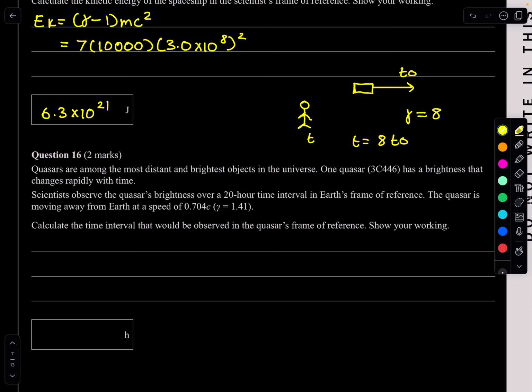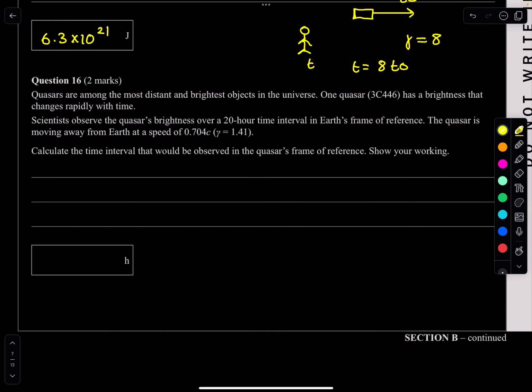Beautiful. Question 16. Quasars are among the most distant and brightest objects in the universe. One has a brightness that changes rapidly with time. Scientists observed the quasar's brightness over a 20-hour time interval in the Earth's frame of reference. The quasar is moving away from the Earth at this speed.